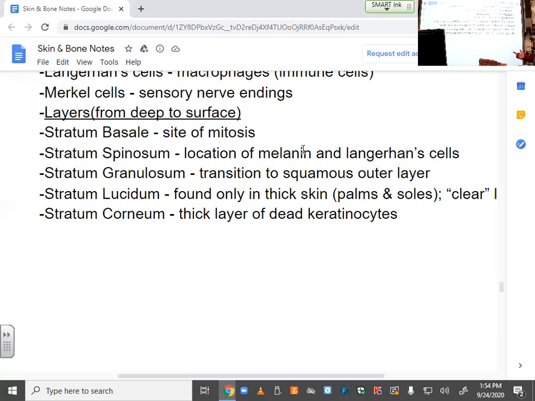And then the top layer is the stratum, excuse me. All right, it went away. Okay, I was going to sneeze there. I held it back.